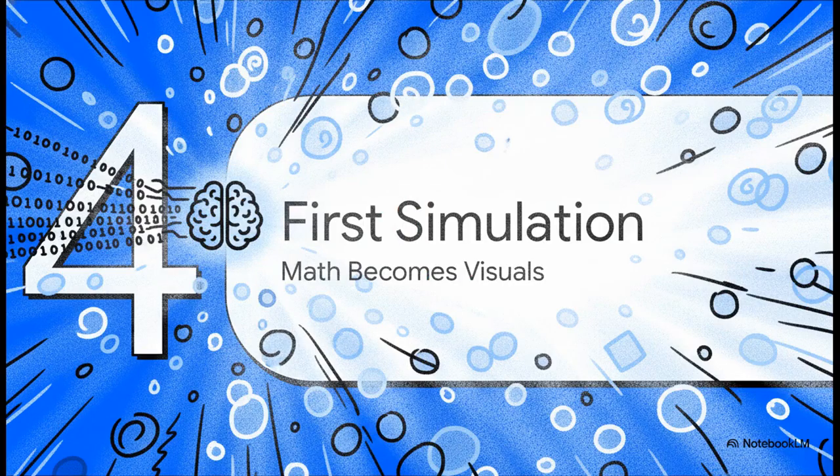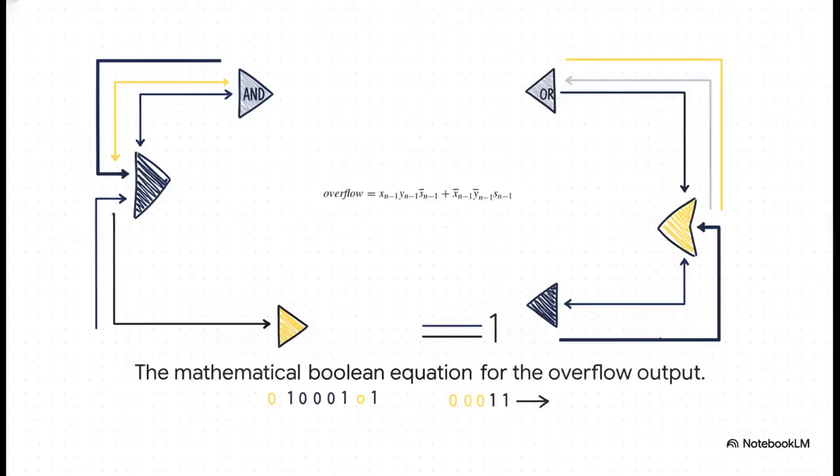Section 4, running your first simulation. This is where the math becomes visuals. Here is where things get genuinely exciting, because we're about to turn those static binary inputs into dynamic visual data. But right before we hit run, let's take a quick look at the logic we're actually testing.